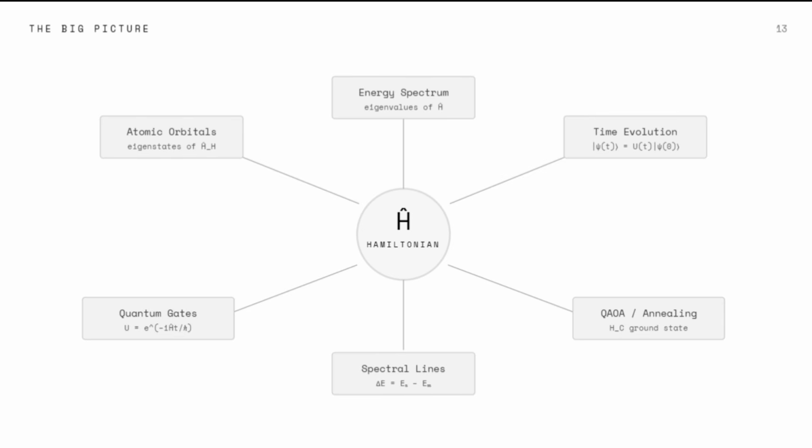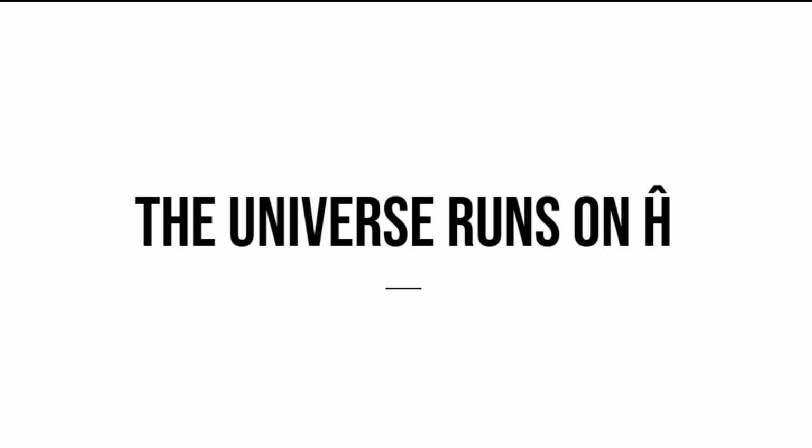William Rowan Hamilton reformulated classical mechanics with a function called energy. A century later, Schrödinger, Heisenberg and Dirac promoted that function to an operator, and in doing so, they found the equation that runs the universe. H hat psi equals E psi.